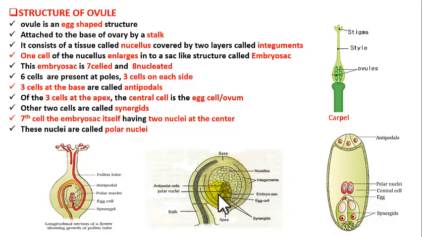Understood? So an embryo sac is formed by the enlargement of one of the cells of the nucellus. Now, this embryo sac is 7-celled and 8-nucleated in most of the plants.